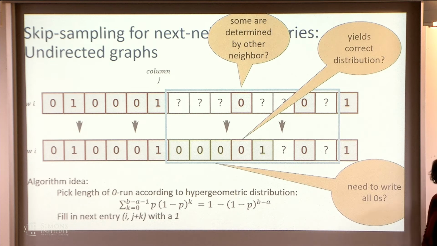And then there's this issue that Faith brought up. Do we need to write all the zeros? And I already answered that. I said we're not going to write down all the zeros. We're only going to write down the ones, okay? And we have to talk about how we're going to write down the ones.